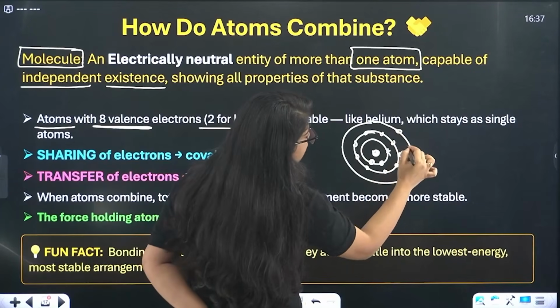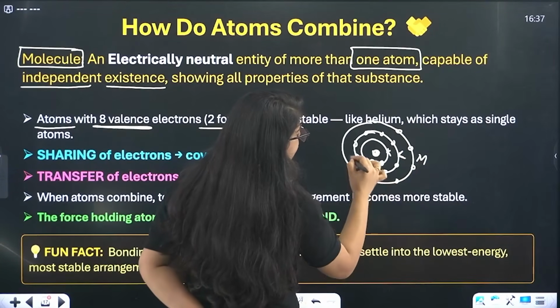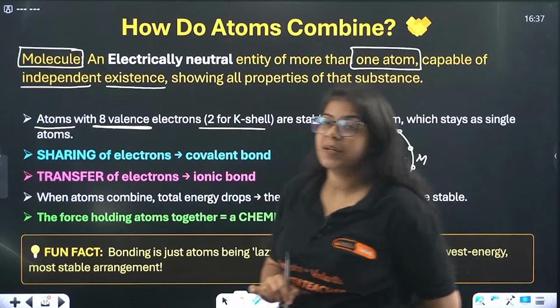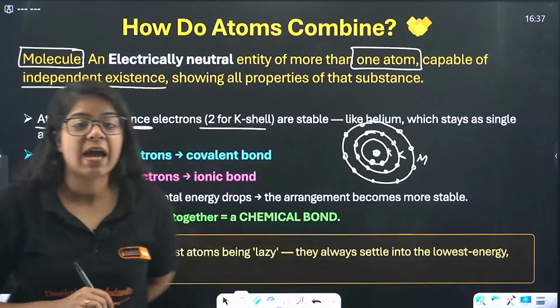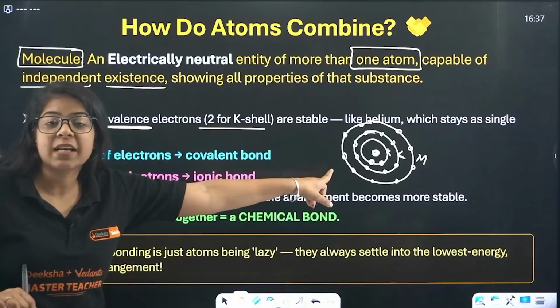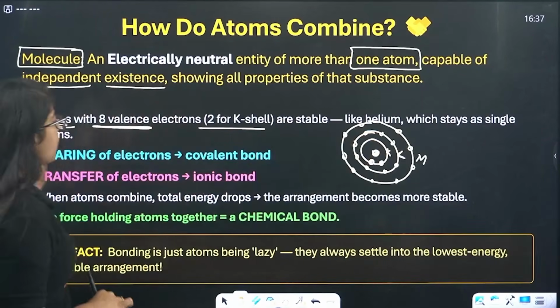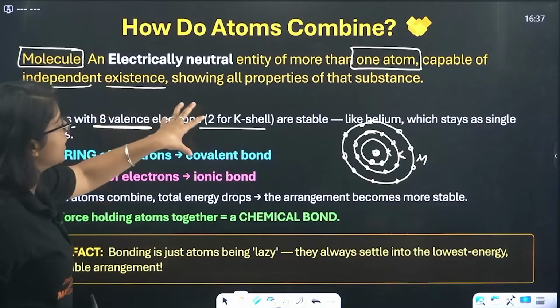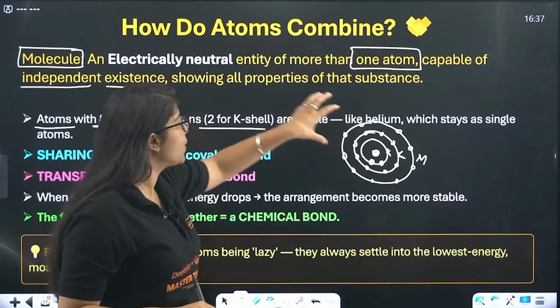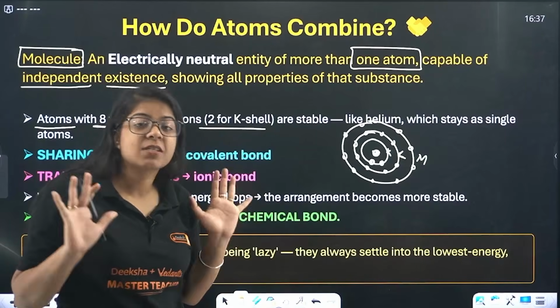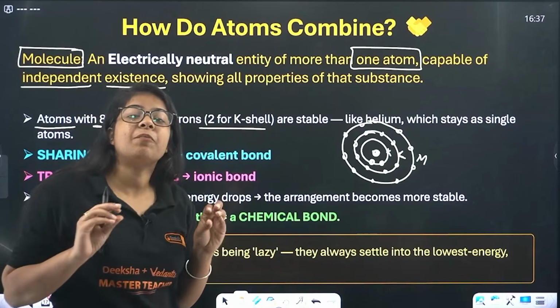Then this M shell also can have 8 electrons, right? So that's how this works. Now, beta, the electrons in the last shell are the valence electrons. Atoms with 8 valence electrons, or 2 in the K shell, are stable. When I call something electrically neutral, that means stable atoms. They are made up of stable atoms.